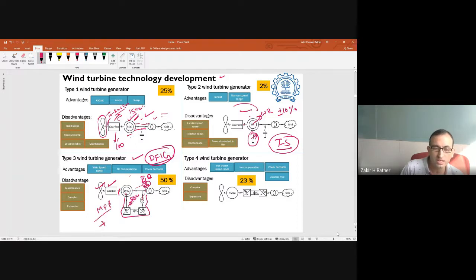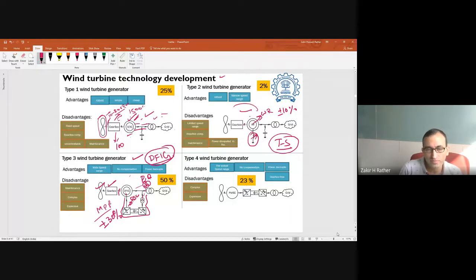And this is allowing 30% variation around the nominal speed of the machine. You can operate it at nominal speed and plus or minus 30% range of that nominal speed. That gives you a good space of control flexibility, and you can extract maximum power, and you can support the grid if required.